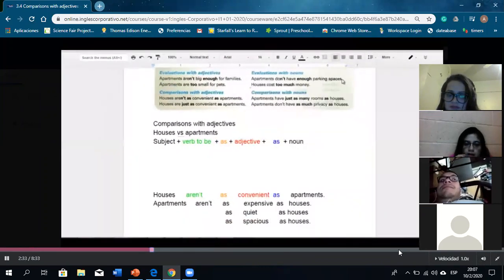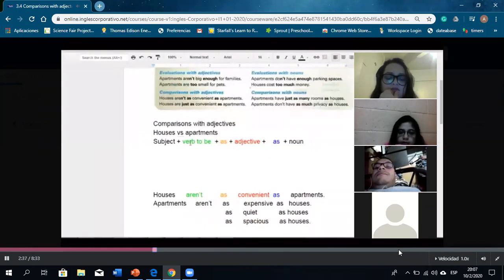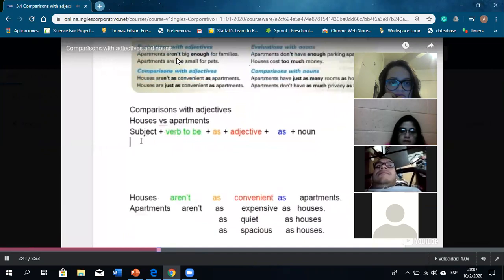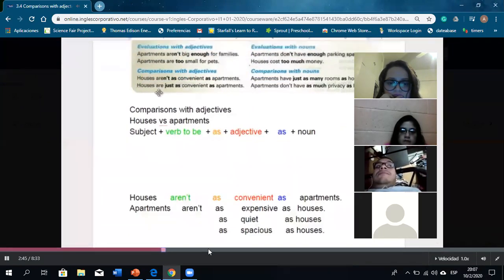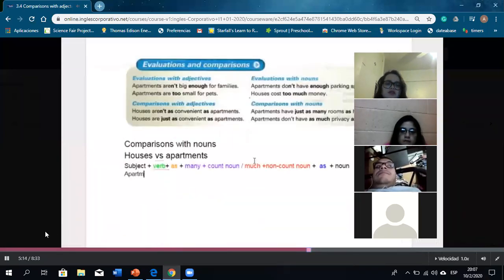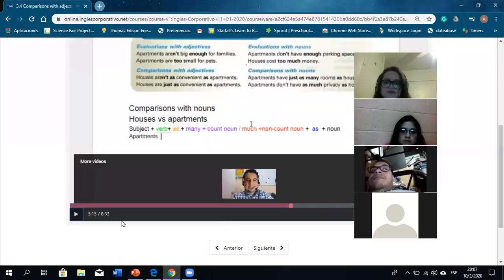What I would like to do now is explain how to express similarities. That means that they are the same or almost the same. And that's our last example there.